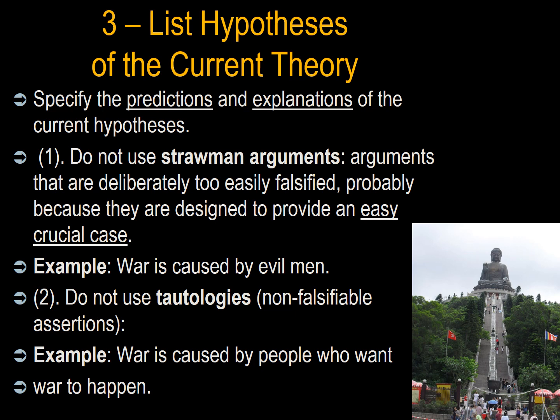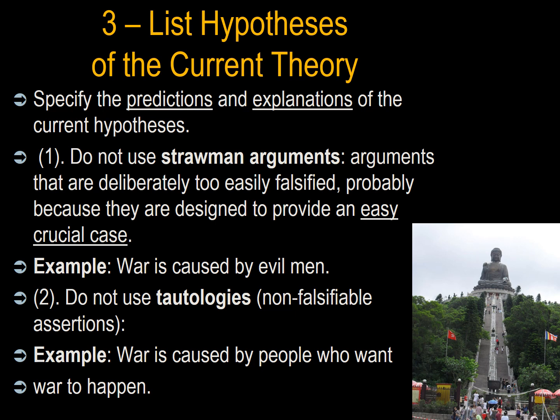Second, do not use tautologies. A tautology is a non-falsifiable assertion. Okay. The example here is war is caused by people who want war to happen. It's completely absurd, obviously. I guess you could speculate that there are cases where war happens by accident, and so there was no intention to have the war. But at some point, someone somewhere had to pull the first trigger and fire the first bullet and cross the line, and then the war ensued. So the reason this is a tautology is it's not falsifiable. There's nothing in here that we could prove is incorrect.